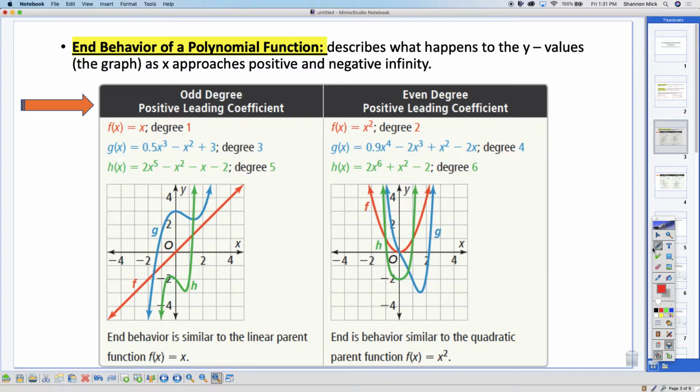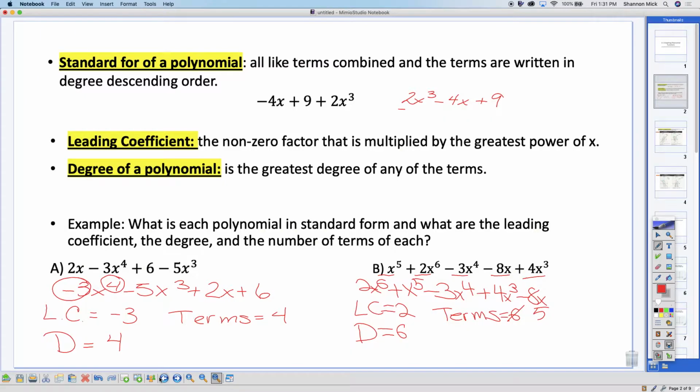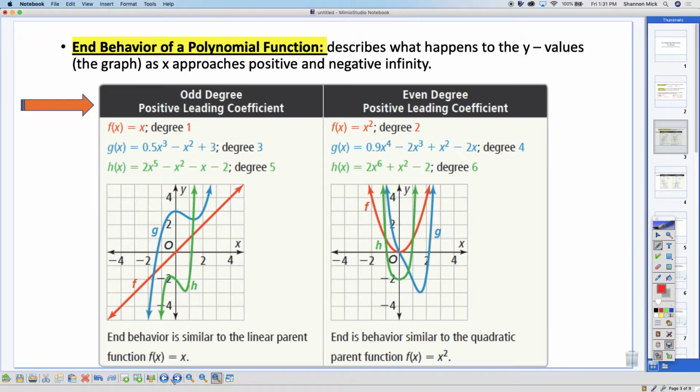But first we have to be in standard form. This is the degree of the function. We just got done doing that. Go back here. What degree? Odd or even? Even. Odd or even? Even. Odd or even? Odd. So if I have an odd degree and a positive leading coefficient, my graph ends up, and since it's odd, it starts down.